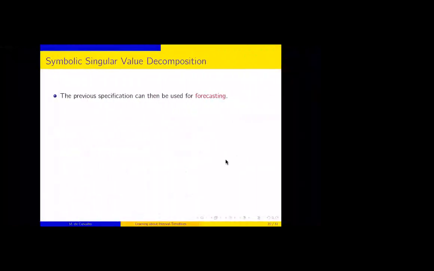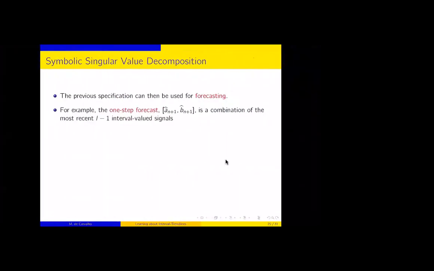Okay, so to make this a bit more concrete, a one-step forecast can be made via a combination of the most recent L-1 interval valued signals using the previous autoregressive specification. And this is just making concrete what I was mentioning earlier. Now, remember that the tildes are coming from the step of diagonal averaging.